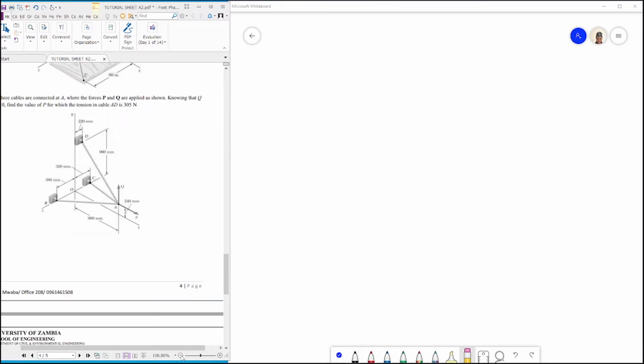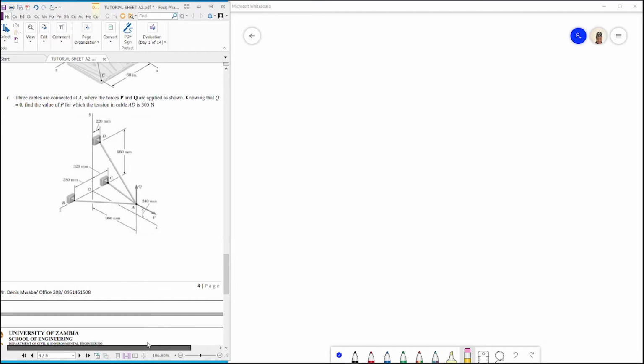Please don't be discouraged. The questions are hard. Follow through, try on your own, and you'll be able to actually get quite good with it. So here we'll first of all neglect Q, since it does not exist.